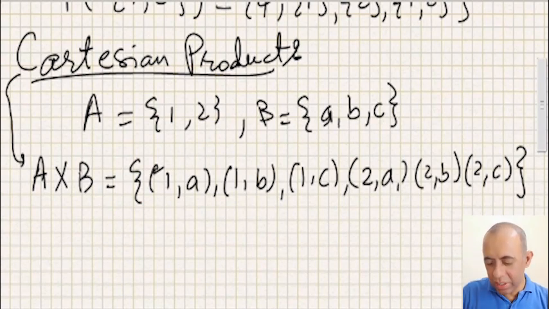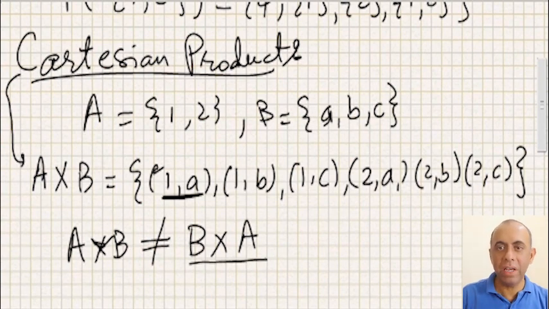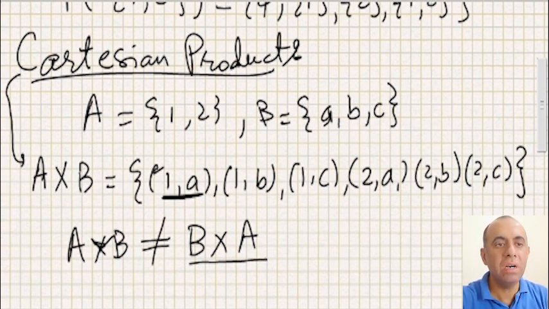So the Cartesian product A cross B is not equal to B cross A. So you should try it out. Because whenever you do B cross A, you will be doing (a, 1) and not (1, a), and (a, 1) is different from (1, a). So that's why these two things are different.